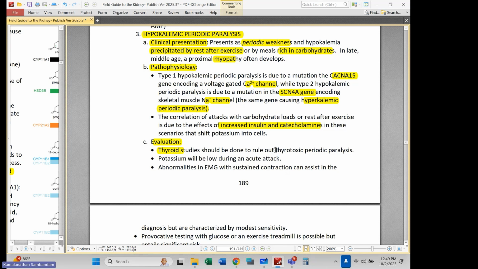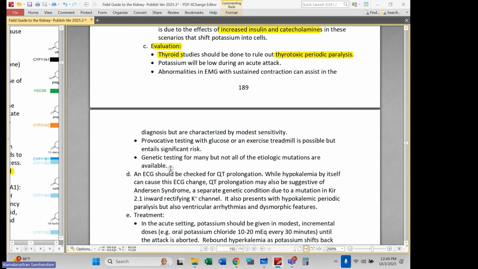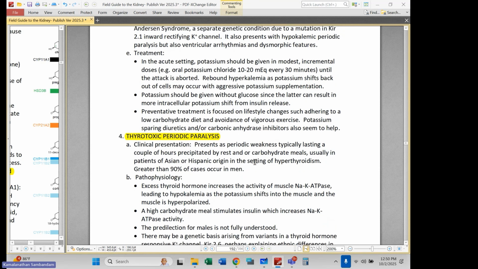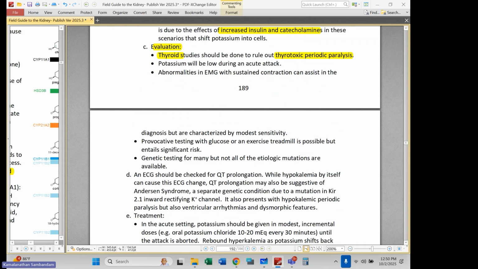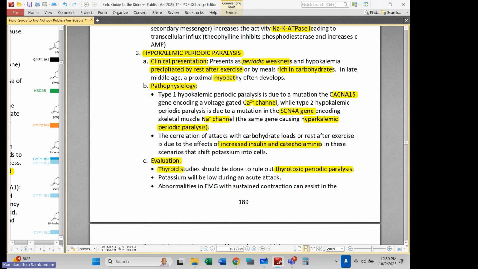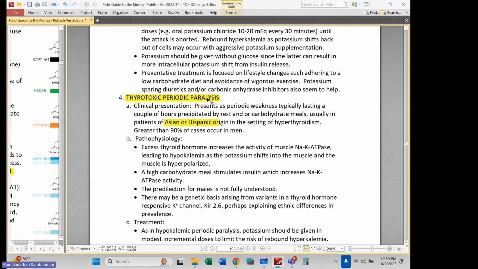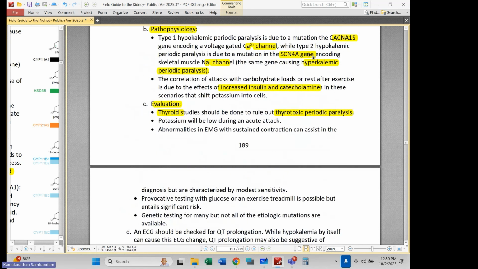Okay, so again, thyrotoxic periodic paralysis may be from thyroid dysfunction itself. Thyroid hormone can sometimes uncover these mutations in calcium and sodium channels. Or thyrotoxicosis itself can precipitate a periodic paralysis without detectable mutations in these. So there's some overlap, is what I'm trying to say.